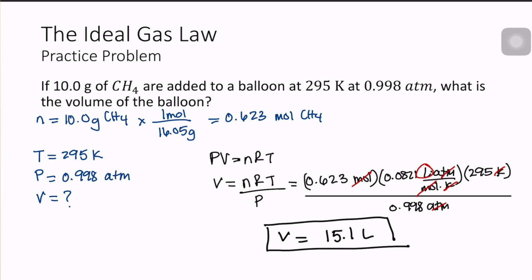When you're doing these types of problems, it's very important that you write out all of your numbers and assign a variable to them so that you can see what it is that you need to solve for, and then also determine which equation you're going to use.